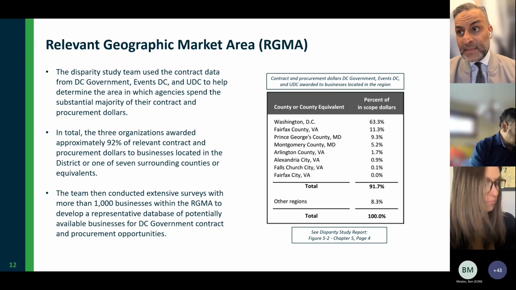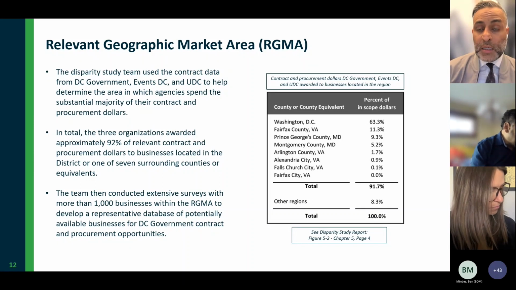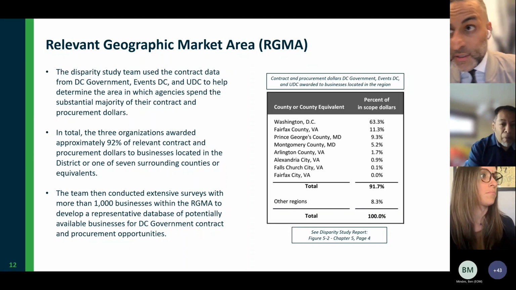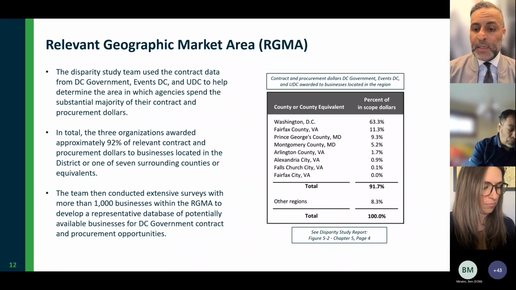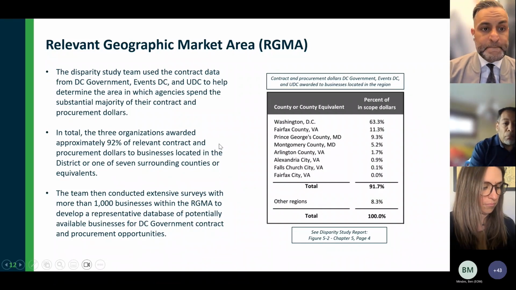So the availability analysis, the utilization analysis, our analyses of conditions in the local marketplace, all of those were tailored specifically to that market area.